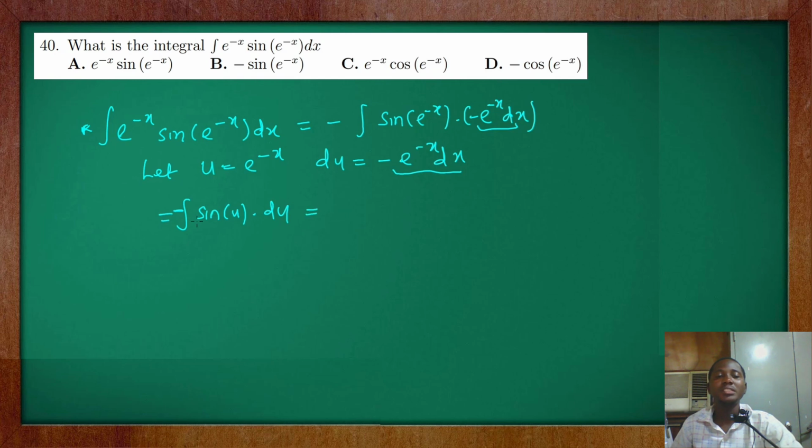And if you integrate sine u, you know that we have negative cos u, that means this will give us cos u, which is still the same as cos of e raised to the power negative x. So that means our answer is not part of the options above. The answer is cos e raised to the power negative x. So let's just move on to the next question.